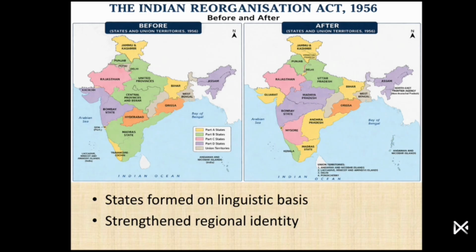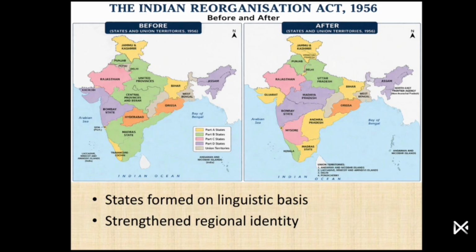Now, remember what happened in 1953, which we have discussed in the previous slide. After the sacrifice of Potti Sri Ramalu, the government realized something important. Language cannot be ignored. So in 1956, a major decision was taken.